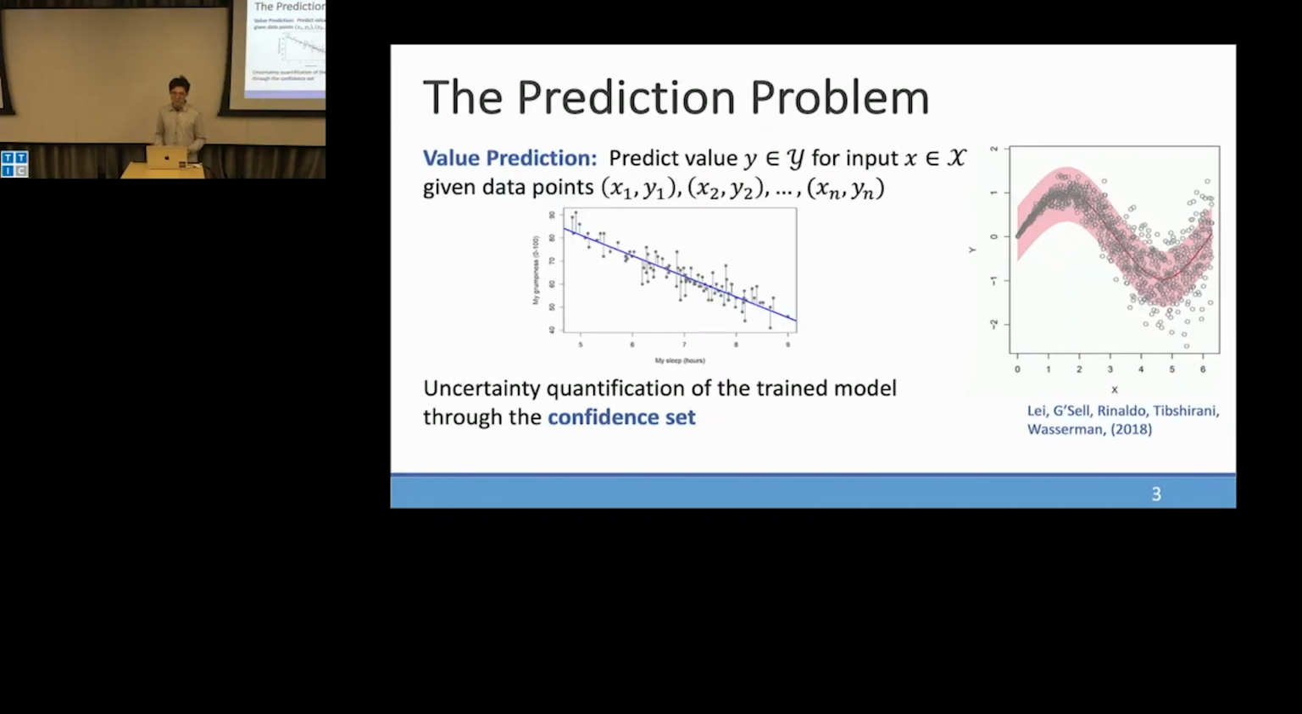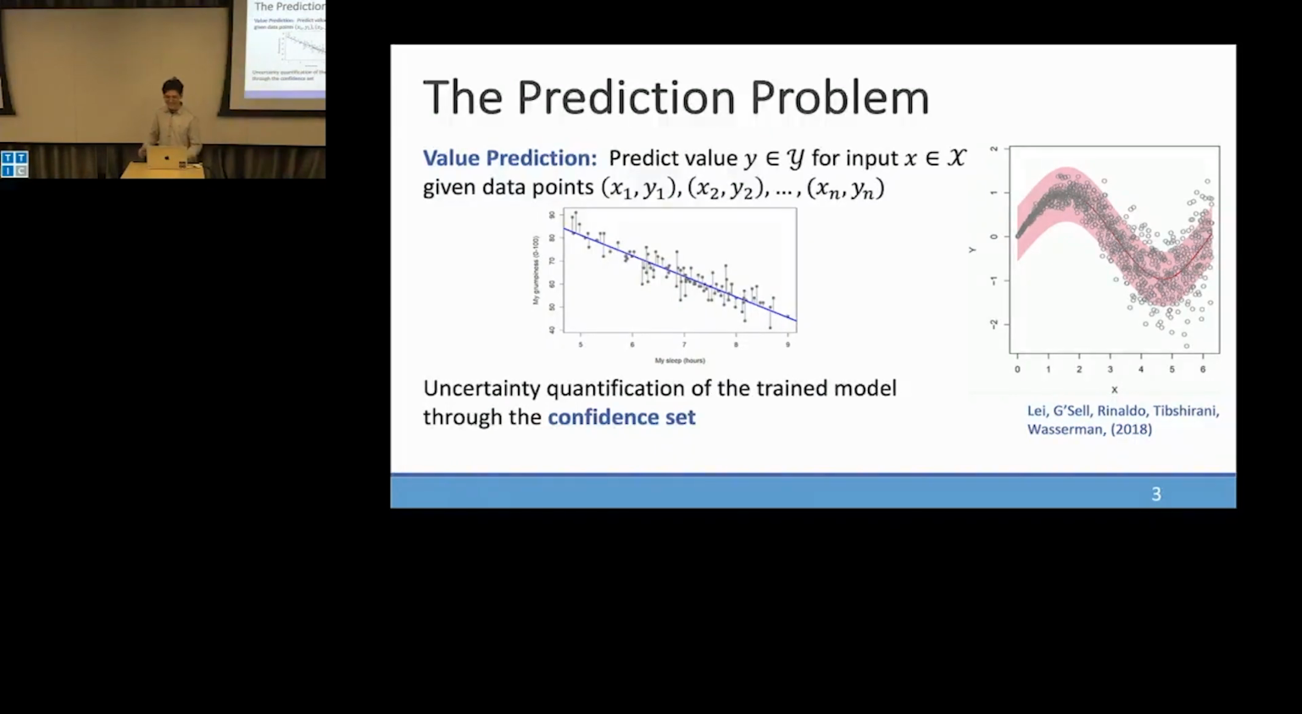One of the most common prediction problems is value prediction, or you can think of it as a regression setting, which is as follows. You are given a bunch of historical data points, x1, y1 to xn, yn. So x would be the feature and y would be the label. And now you have a new input data point with a feature x, and you want to predict a value y corresponding to its label.